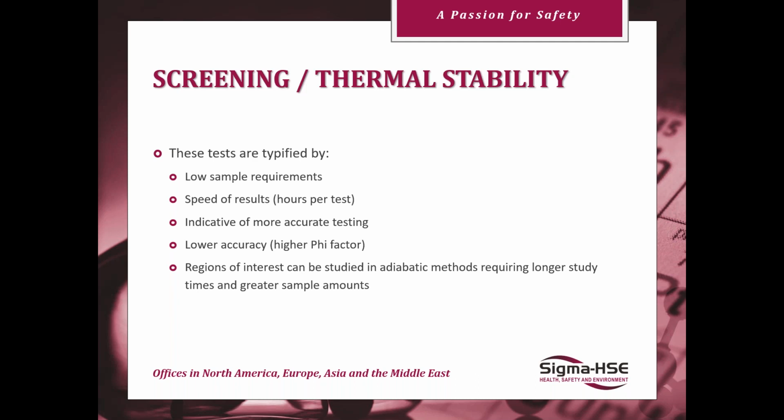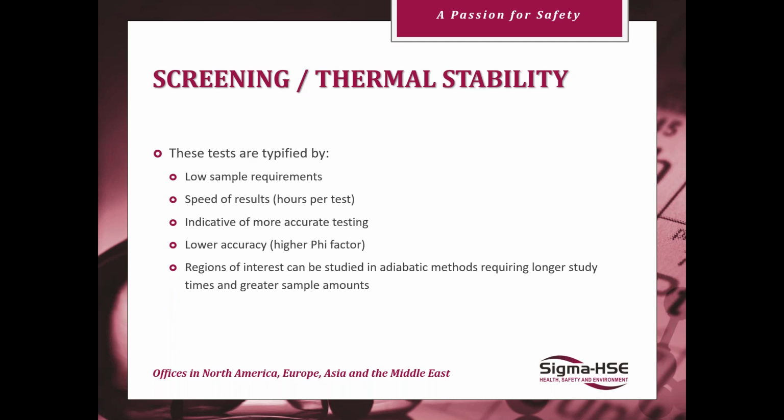You've got speed of results. Some of these tests can be complete in roughly 2 to 12 hours, depending which test you go for and what the parameters are. And they will be indicative of more accurate testing. So if we find that we've got a couple of exothermic peaks, we can know that in this region of temperature, when we go to a more sensitive technique, we know to look there.